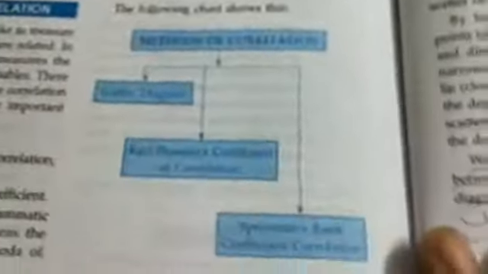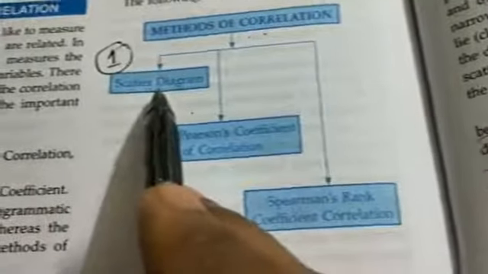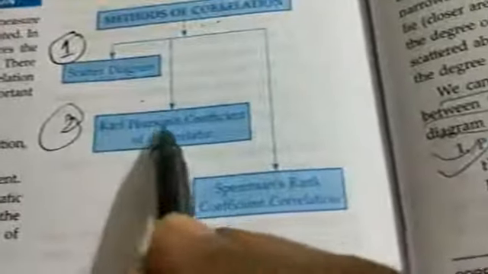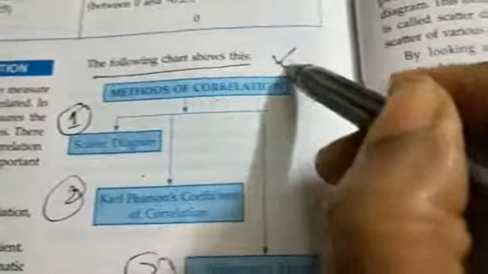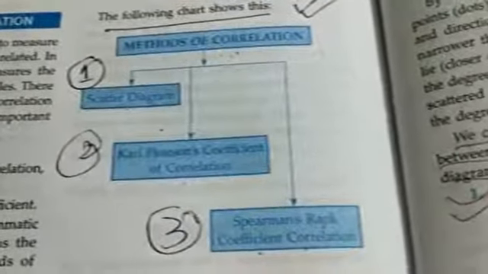Now after this you need to know about methods of correlation. Under methods of correlation, the first method is the scatter diagram, which is given in your book. The second method is Karl Pearson's coefficient of correlation. The third method is Spearman's rank correlation. This chart is very important, which shows the methods of correlation in your book. So you have to go through this chart and make this.